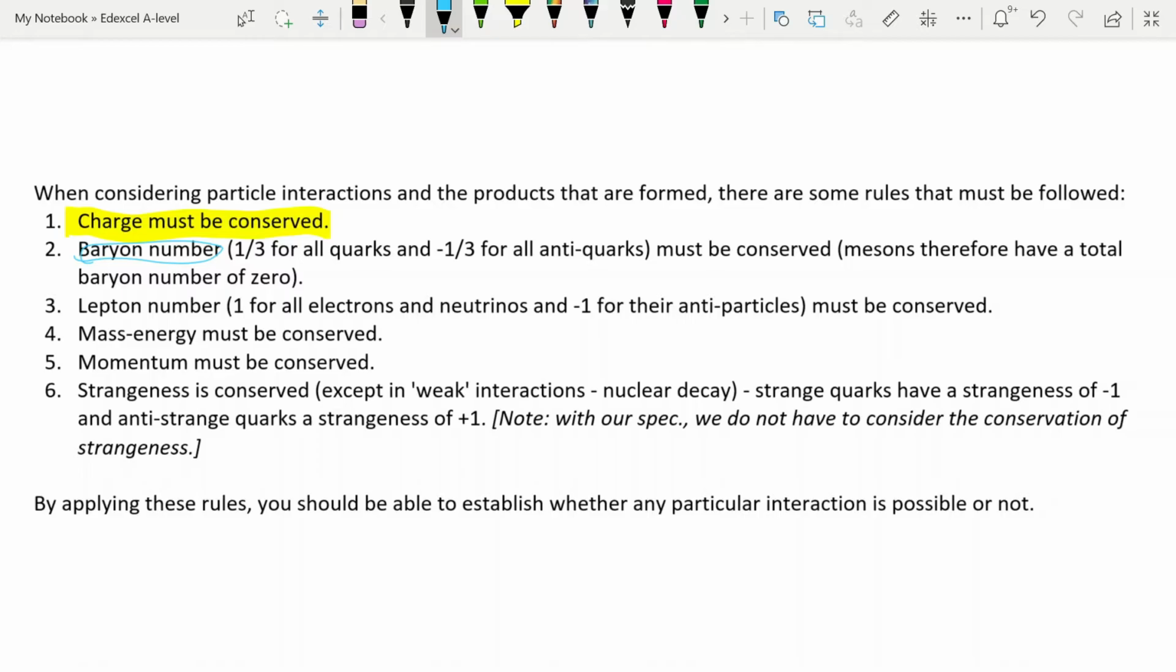If we look at mesons, we have a quark and an antiquark, so we have a baryon number of 1/3 plus -1/3, overall baryon number of 0.